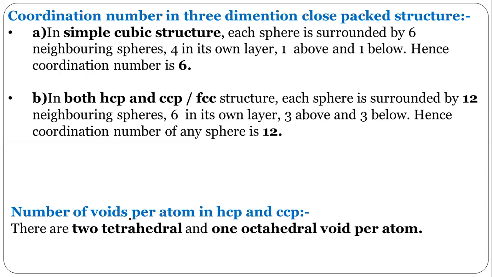This is also important for MCQ purposes: the number of voids per atom in HCP and CCP. There are two tetrahedral voids and one octahedral void per atom. Remember, this is per atom.